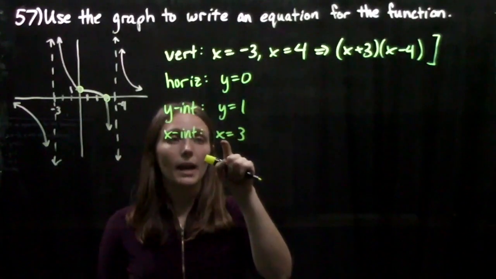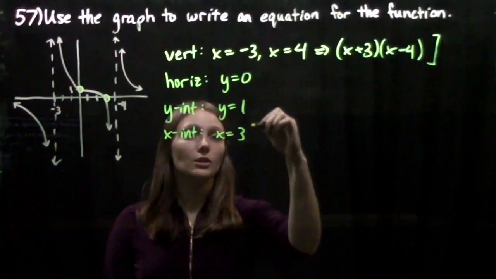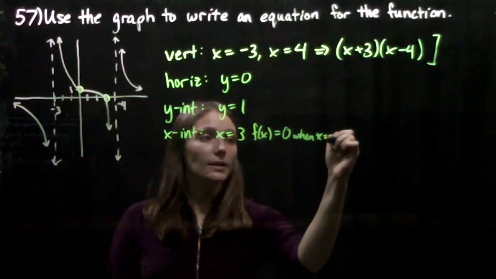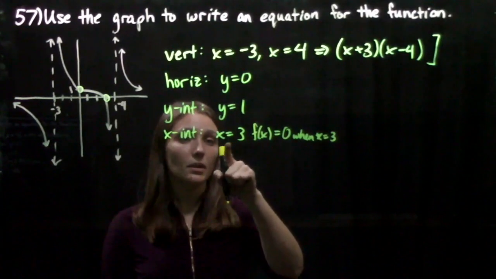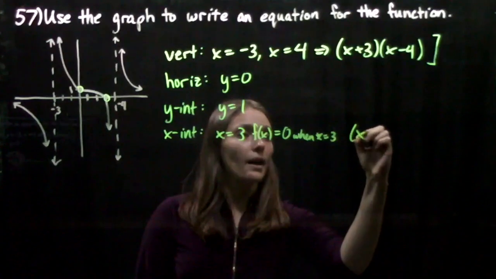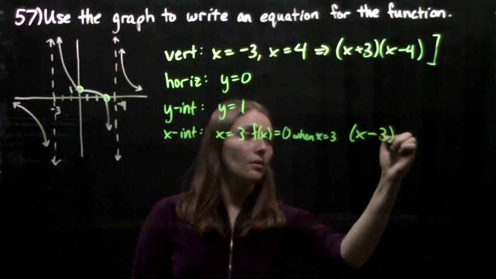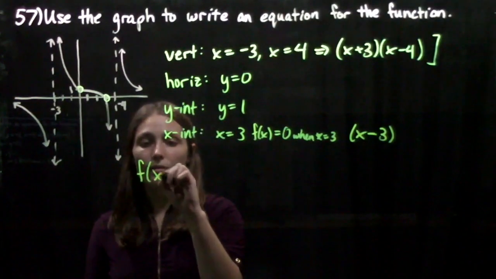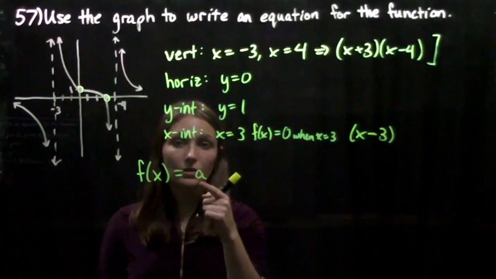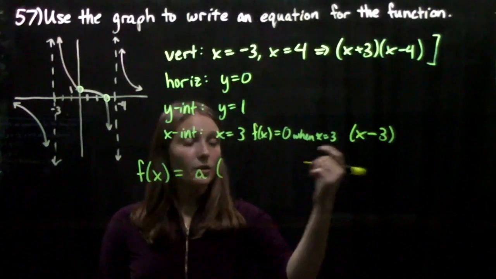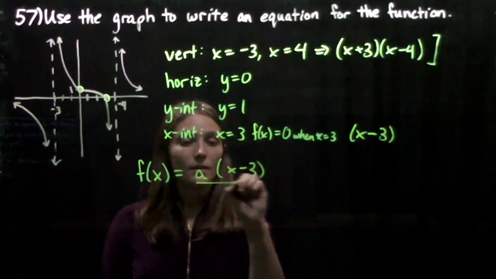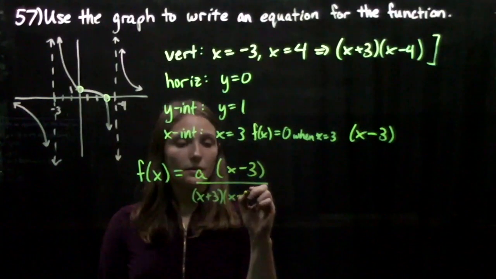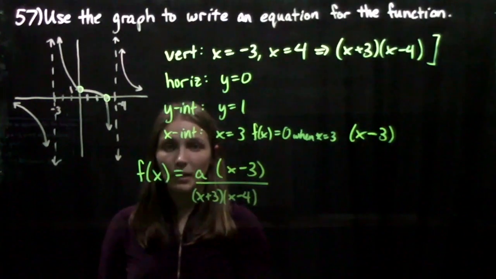So our x-intercept at x equals 3 means that the function f of x equals 0 when x equals 3. So what that translates to is it's going to be a factor of our numerator, and we're going to have x minus 3, because when we plug in 3, we're going to get 0 on the top. So far we have f of x equals some stretching factor a that we're going to find out, times our numerator, which we found is x minus 3, divided by our denominator, which we found to be x plus 3 times x minus 4. So we still have two pieces of information to look at.